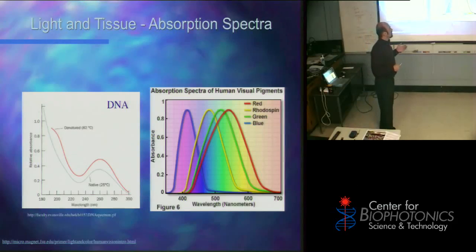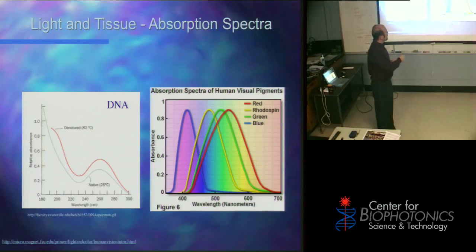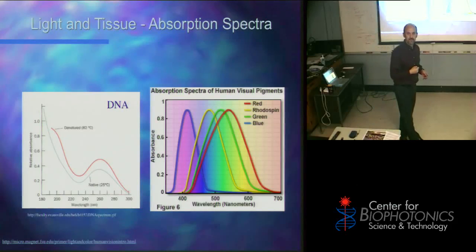Now, in your eyes, you have 4 pigments that absorb light. And depending on how much each one of them absorbs is where we get the idea of what color we're seeing. So, you have one that absorbs blue, and this is its absorption spectrum. Rhodopsin, that's the one we tend to use at night, that we just sense as seeing light or not light. Then we have a green one and a red one. And depending on how much each one of these pigments absorbs, our brain interprets a color.